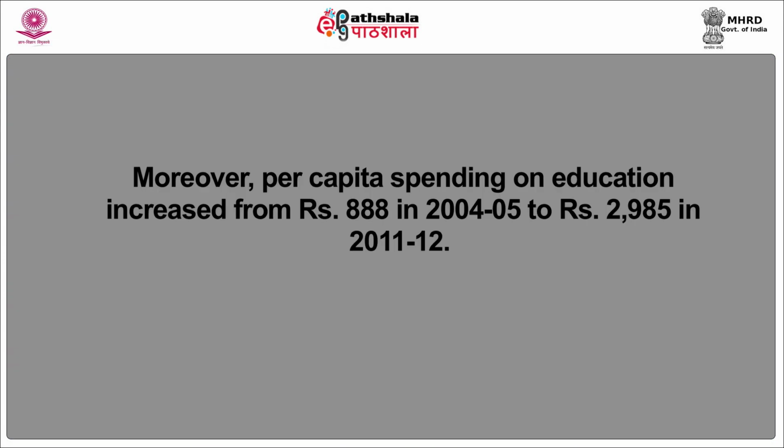Under the UPA government, 1.98 lakh primary schools and 1.1 lakh upper primary schools were built. Moreover, per capita spending on education increased from rupees 888 in 2004 to 2005 to rupees 2,985 in 2011 to 2012.